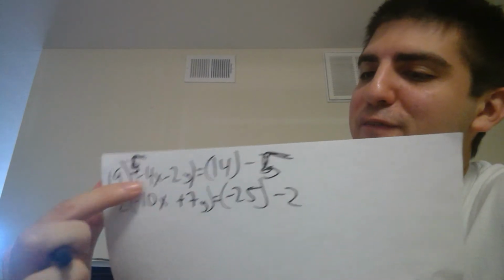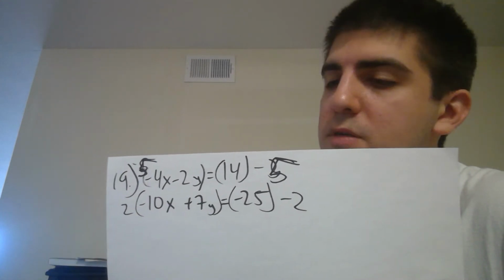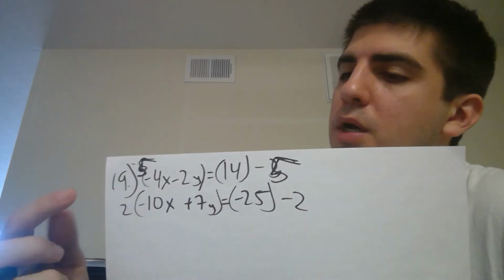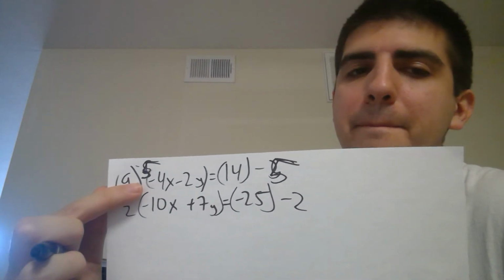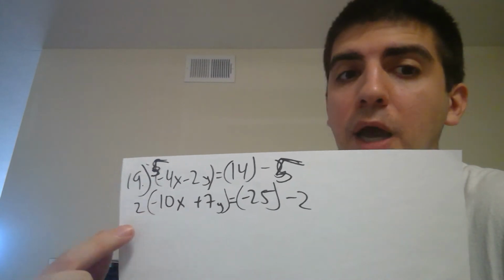I'm trying to get 4 and 10 to go into the same number. I recognize that they both go into 20. Technically, they both go into 40. You could use that if you want to. I'm just recognizing they both go into 20. Okay, so I'm going to make the top one +20, and I'm going to make the bottom one -20, because I want them to be opposite.